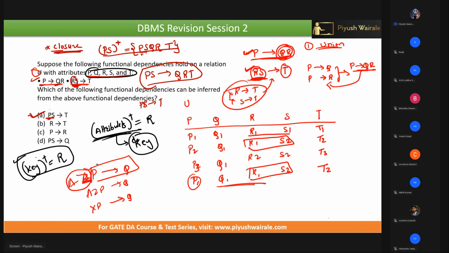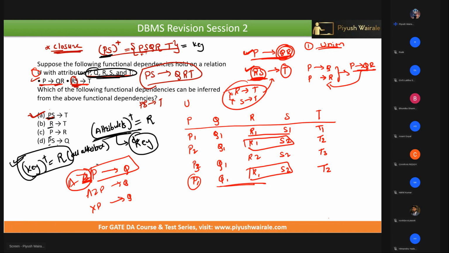If you look at the GATE CSE previous year question, they ask which of the following is a key of the relation. There are four options. So what you need to do is take the closure of the left hand side in every option and see whether you are getting R or not. R means all the attributes in the relation. This is what the closure of an attribute is. If you look here, PS is giving me PQRST, all the attributes. It means PS is basically a key of this particular relation.